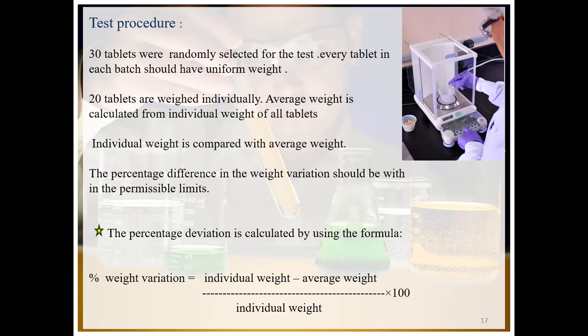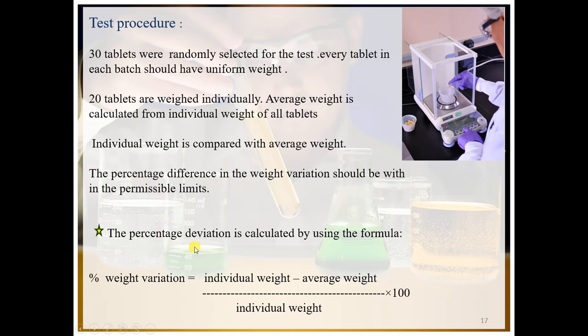So initially you take 30 tablets randomly selected for the test, and then secondly the 20 tablets are weighed individually. The average weight is calculated from the individual weights of all tablets. The individual weight is compared with the average weight. So, how can it be calculated? The percentage difference in the weight variation should be within the permissible limits.